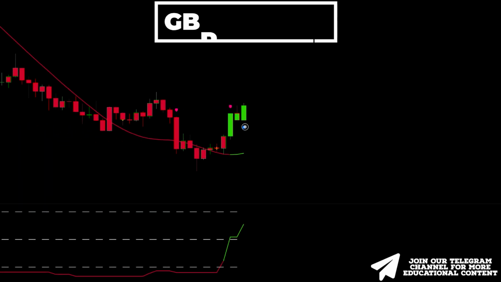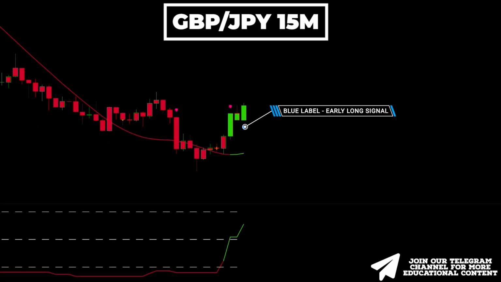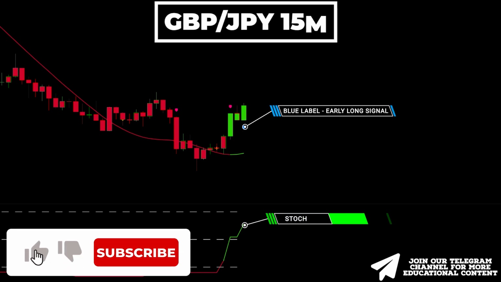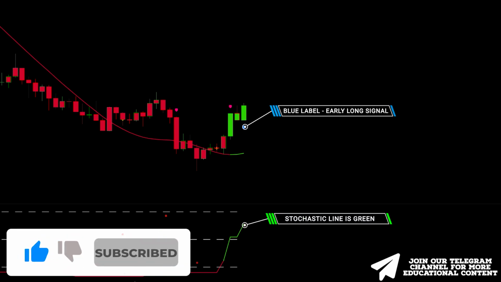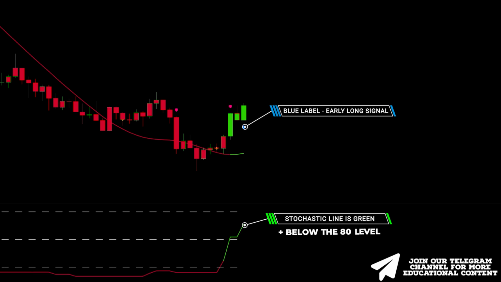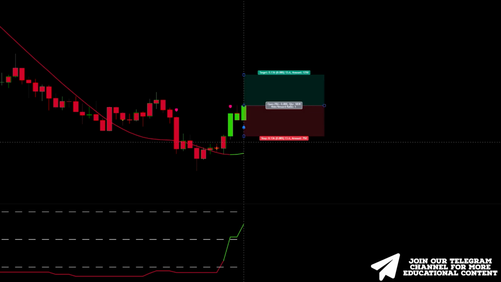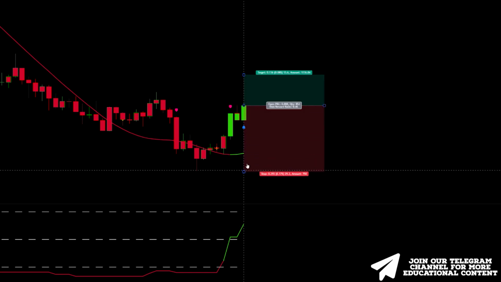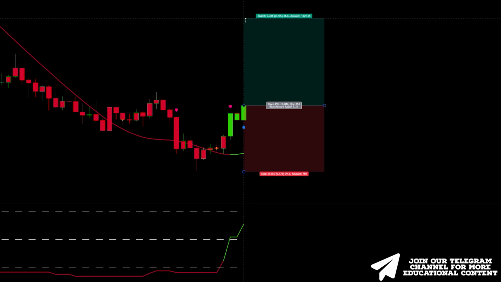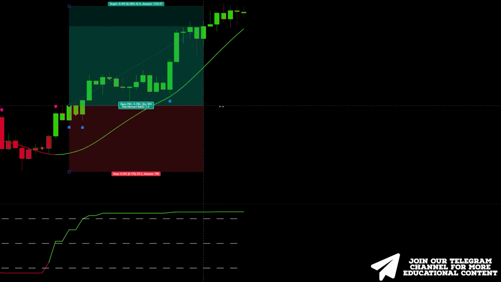So, the KNN indicator printed a blue label right here, sending us a buy signal. Then, the Step MA stochastic line has a green color, and what's more principally, is below the 80 level. Lastly, the Momentum Deviation MA line is colored green, so that we enter the trade right here, with a stop loss below the latest low and 1.5 for 1 RR take profit. Bingo, our target was hit.